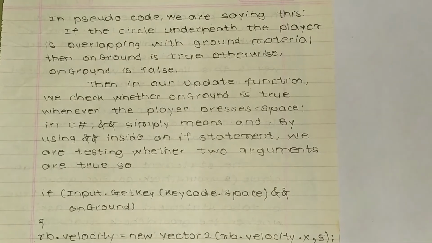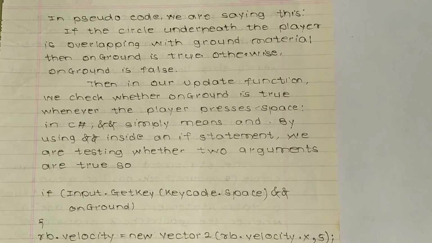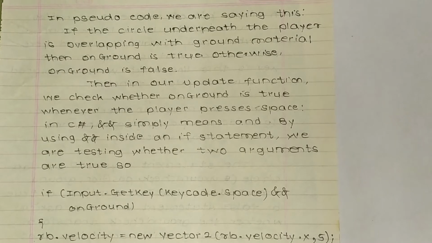In pseudocode we are saying this: if the circle underneath the player is overlapping with ground material, then on ground is true, otherwise on ground is false. Then in our update function in C#, we check whether on ground is true whenever the player presses space. And simply means, so when a player presses the space bar, then on ground is true.